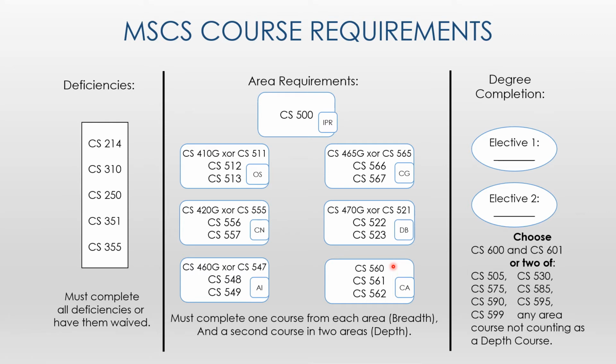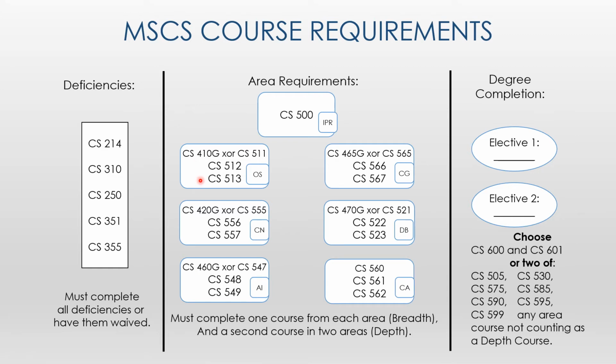Okay. So the requirements here for the area requirements is to complete one course in each of the areas that provides breadth, and then a second course in 2 different areas to provide depth. Okay, so as I said up here, you can take 410 and then you can take 513. And 410 will count as your breadth course, 513 can count as a depth course.